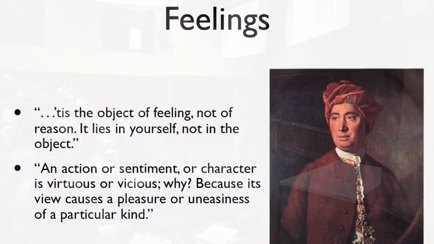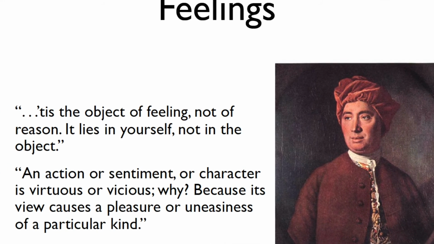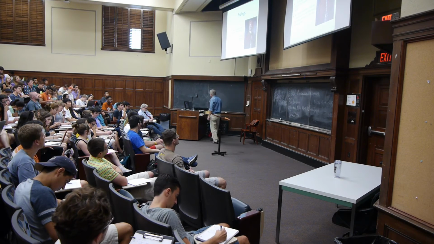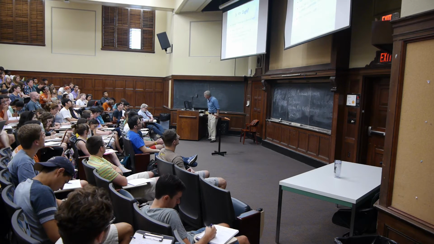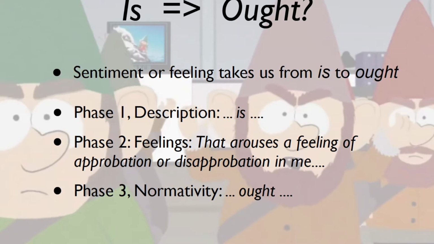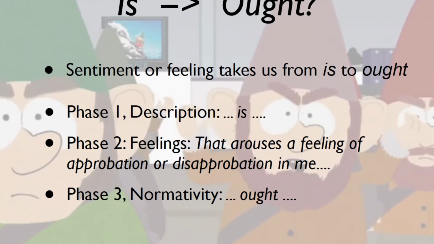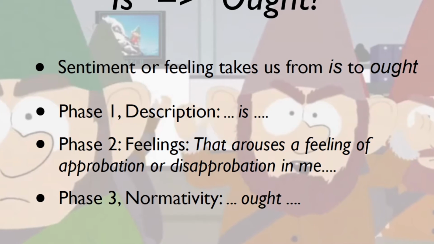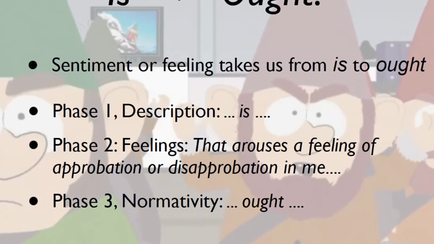And so he says, "An action or sentiment or character is virtuous or vicious." Why? Because its view causes the pleasure or uneasiness of a particular kind. Okay, and that's really all it comes down to, our own feelings about it. Okay, so there's his feeling. It's really sentiment, it's feeling, it is emotion that takes us from phase 1 to phase 3, right? That takes us from is to ought. So we go from the description by way of feelings. That arouses the feeling of approbation or disapprobation in me, to then a conclusion about what ought to be done, what's good or bad, right or wrong, just or unjust.